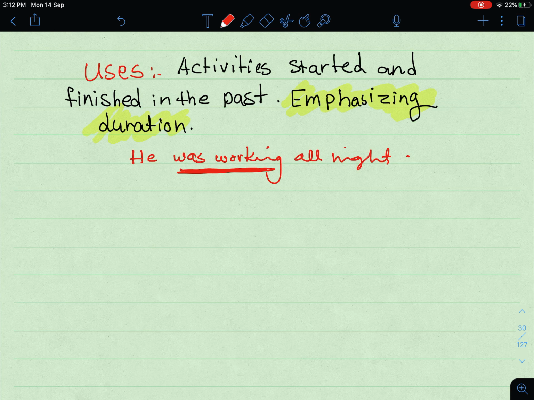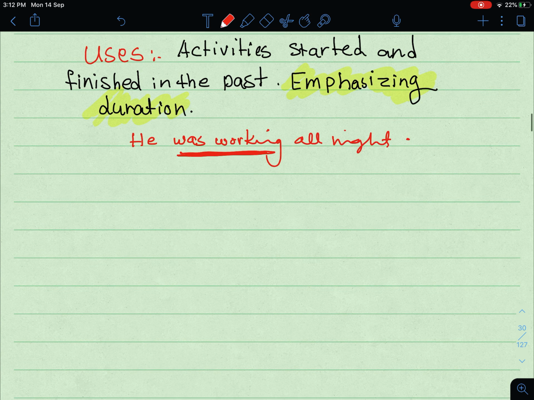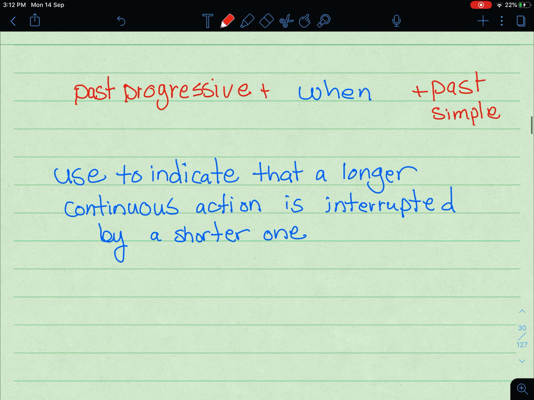So emphasize on the duration. خلاص. Is that clear? All night. طول ليلة البارح, for example. Okay. Now we will move on to the last one, which is the past progressive plus when plus the simple past. We can also combine two tenses or two actions together. ممكن نجمع حدثين مع بعض باستخدام الون.